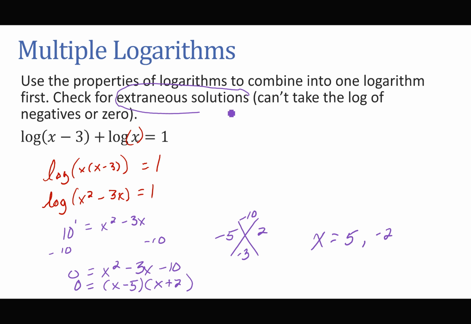Right here. What are extraneous solutions? What's that mean again? Okay. Extraneous solutions come about when we do the algebra. We get solutions that actually may not be a true solution. Okay, so let's do a quick check here. If I put 5 in for x, I have log of 2 plus log of 5. Okay, no problems with that. If I put negative 2 in here, I have log of negative 5.